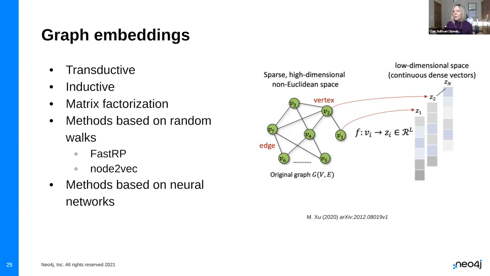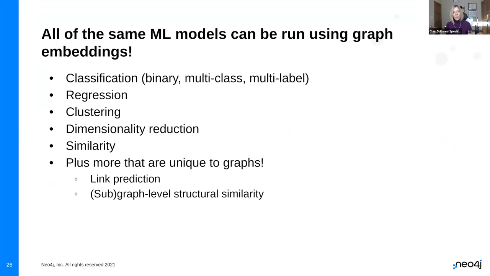If you look at the right, our goal is to take that high dimensional non-Euclidean space and just create a row of numbers, an embedding, just like any other embedding that we would use in machine learning. Now, what can we do with those embeddings? Like I said, all of the same machine learning algorithms. We're going to dump them into basic scikit-learn and do some basic classification. You could do binary classification, multi-class, multi-label, whatever floats your boat.